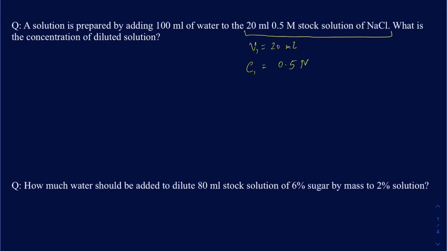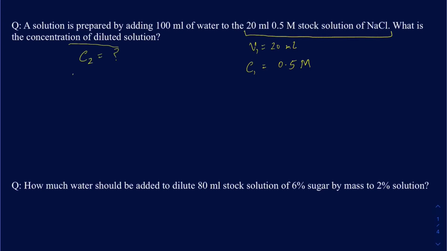Now the C1 doesn't really have to be only in molarity. You may see the concentration in percentage, or in mass volume percentage as well, or even molarity. Okay, so now I know my V1 and C1. We're trying to figure out what the concentration of this diluted solution is going to be, so we have to figure out the C2. We'll just write that there.